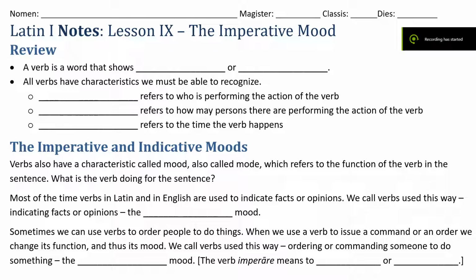Welcome to Lesson 9, the imperative mood. As always, let's start with what we know and build on top of it. A verb is a word that shows what? Action or existence.